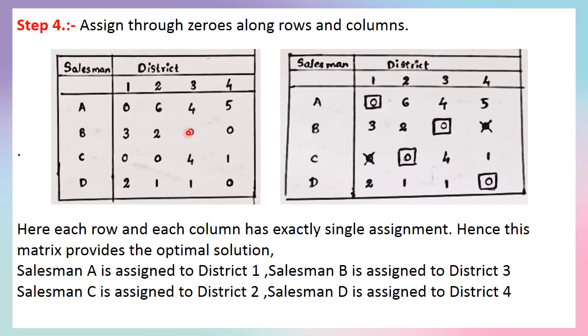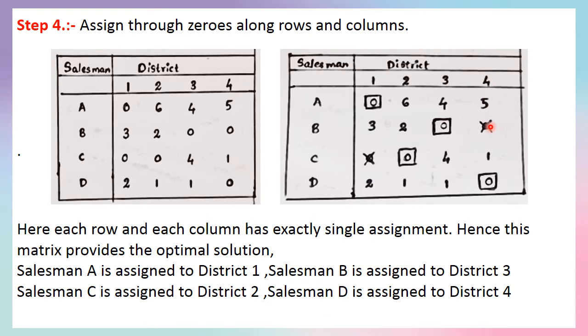Then go to the second row. In the second row there is more than one 0, so we cannot make the assignment now. So we go to the third row. In the third row we have already crossed out one 0, so the remaining 0 we can assign. Only one 0 remaining, so we can enclose that 0 in the box. And then go to the last row. The last row also has exactly one 0, so we can make the assignment and cross out the 0 in that column.